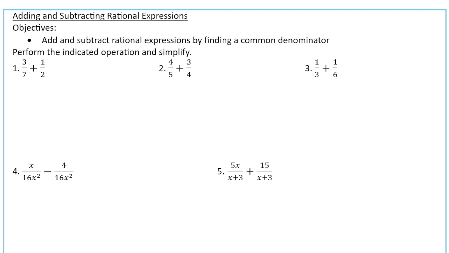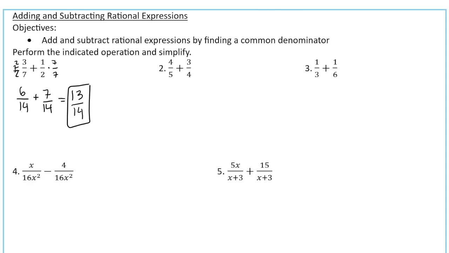So what I need to do is multiply the 1/2 fraction by 7 over 7 and the 3/7 by 2 over 2. What that turns it into is, I multiply, so 2 times 3 is 6, 2 times 7 is 14, plus I have 7 over 14. Now they have the same denominator, and I can add them together. I get 13 out of 14.